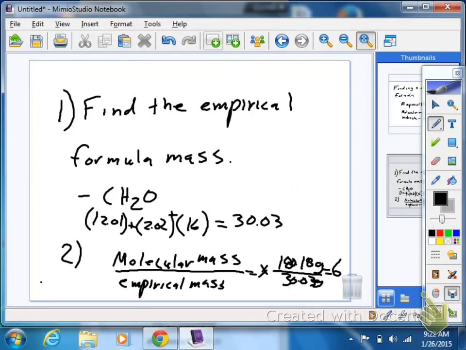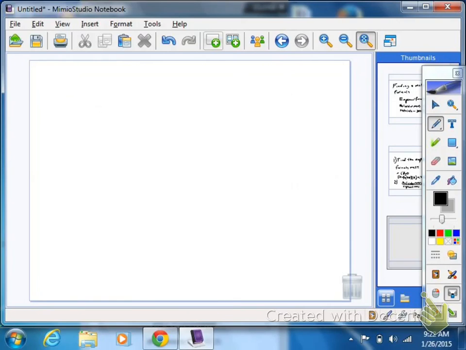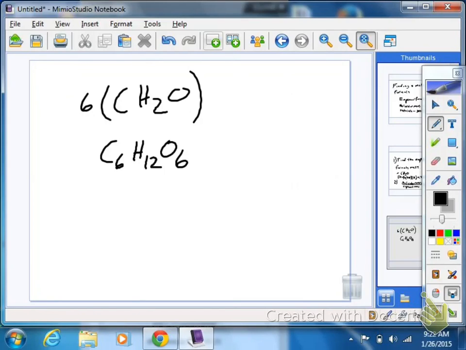So that becomes our multiplier. X is our multiplier. And our formula we had was CH2O. So if we multiply everything in there by 6, then our subscripts become C6H12O6.